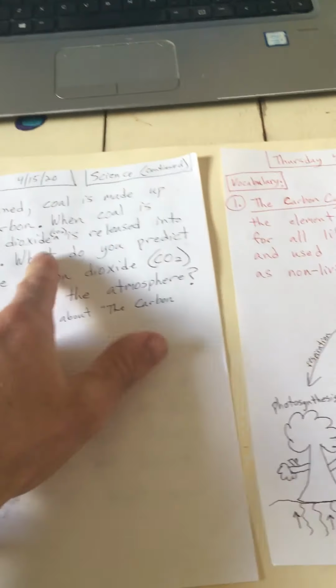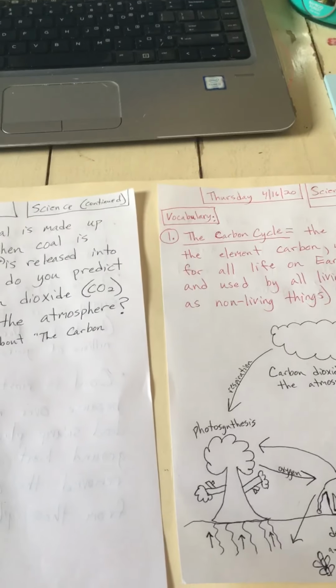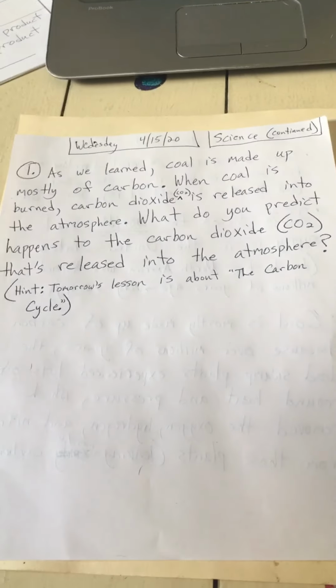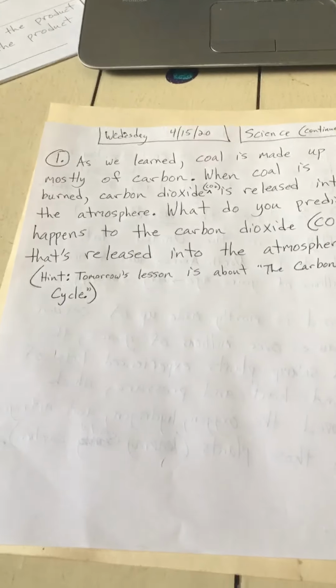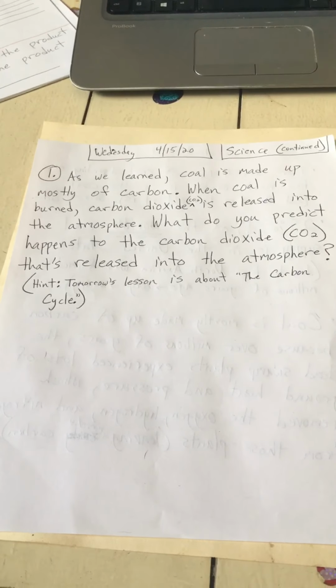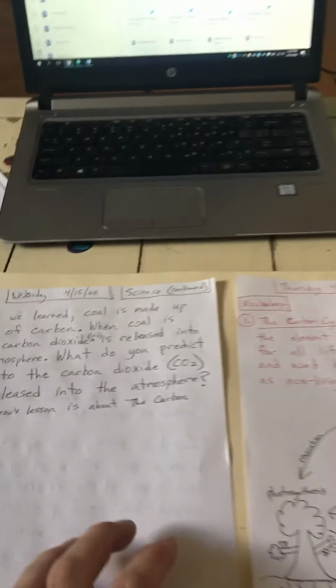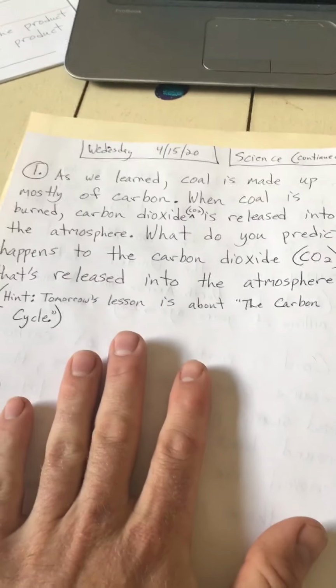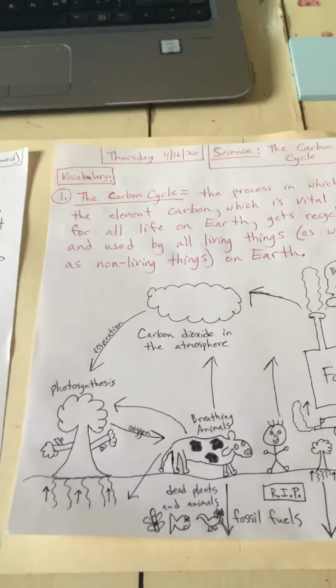Okay, so when coal is burned, it releases carbon dioxide. My question is, what do you think happens to that carbon dioxide when it goes up into the atmosphere? My hint was that today's lesson is going to be about the carbon cycle. So we're going to have to learn about the carbon cycle to help us answer what's going to happen to that carbon dioxide, because there's not just one right answer, there's actually many correct answers.